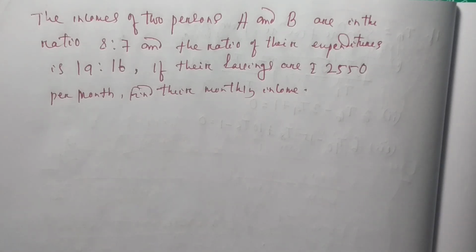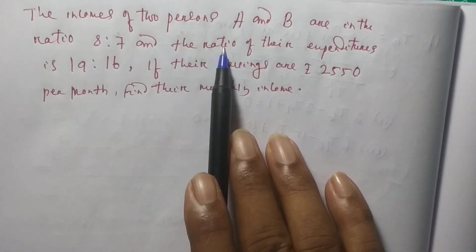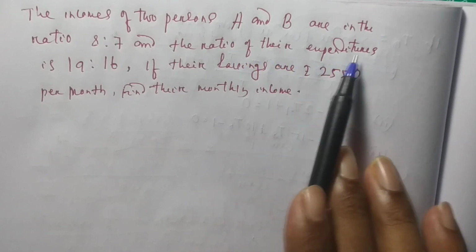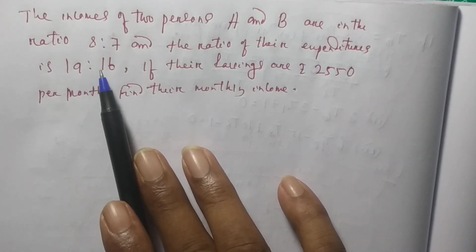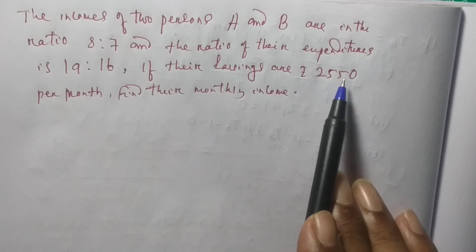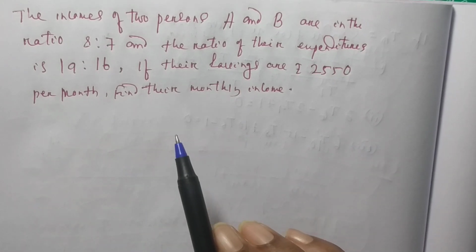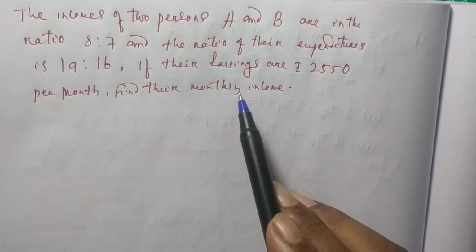The incomes of two persons A and B are in the ratio of 8:7 and the ratio of their expenditure is 19:16. If their savings are 2,550 per month, find their monthly income. Okay, how will you do that?